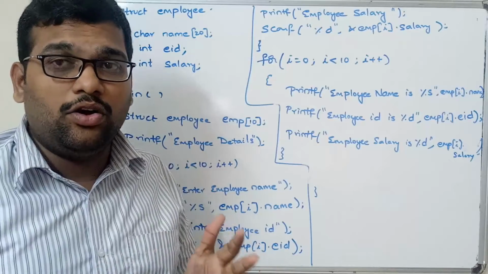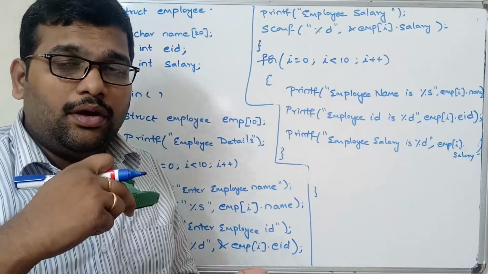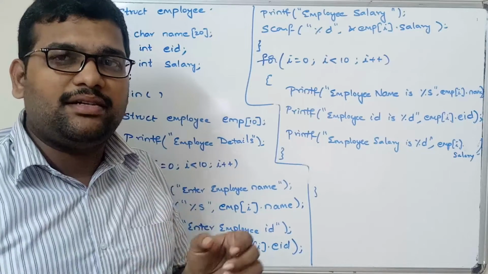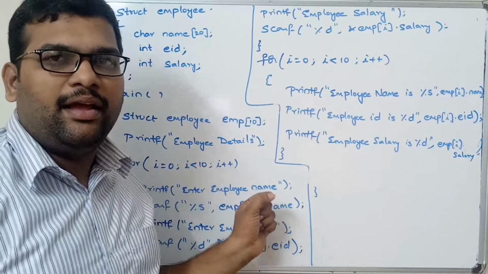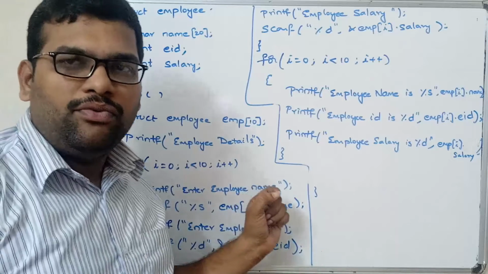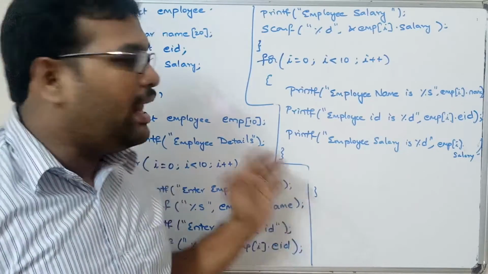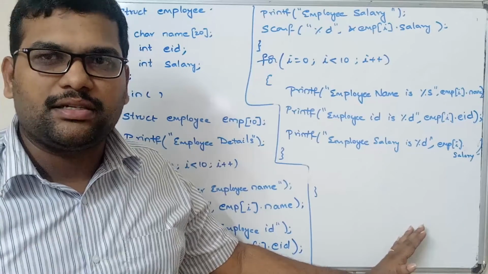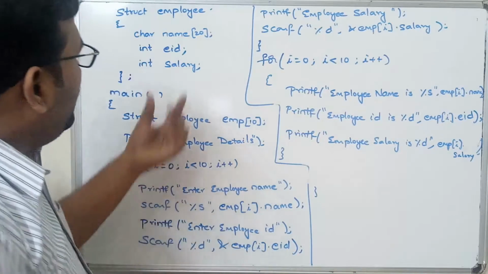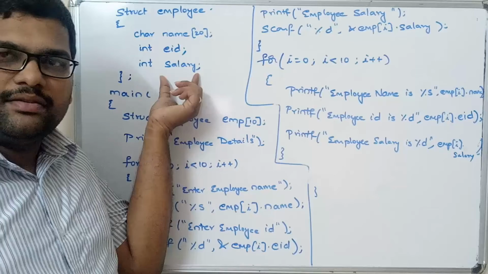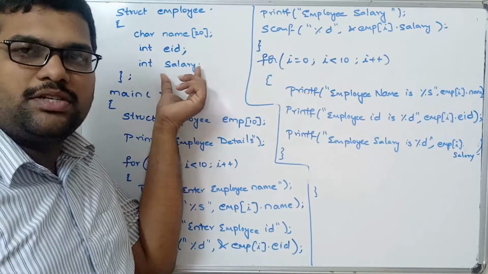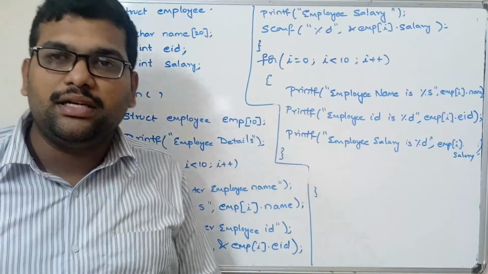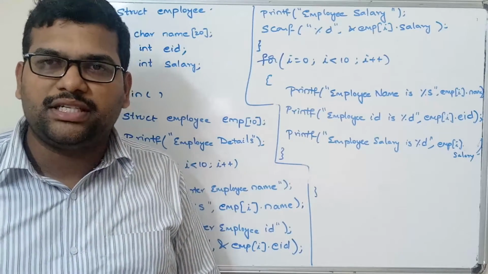So for this, rather than using the 10 structure variables, we are just taking one array which is having the number of structure variables. So like this, we can use the arrays with the structures, or here also we can use the arrays as members of a structure. Hope you understood this simple concept, arrays of structures.